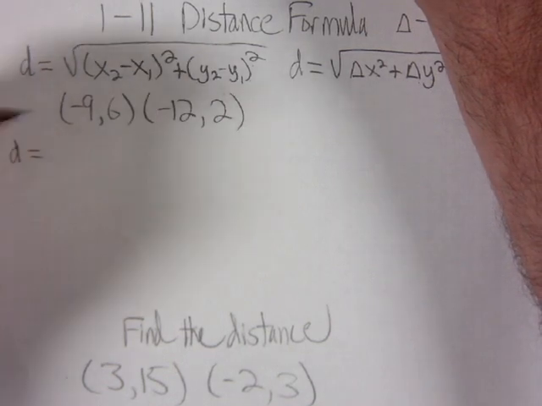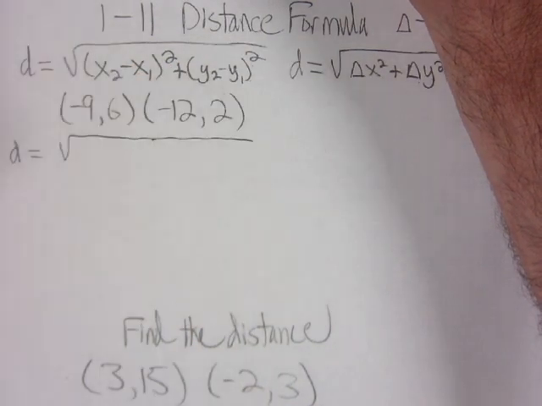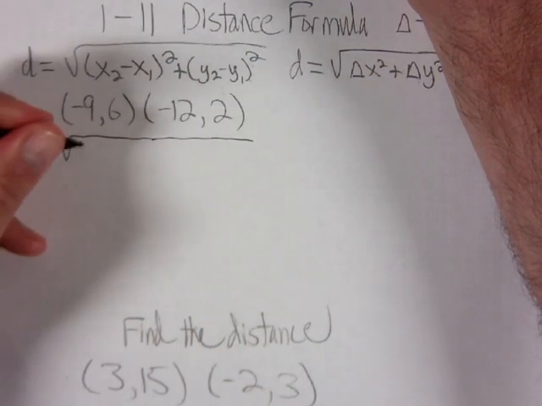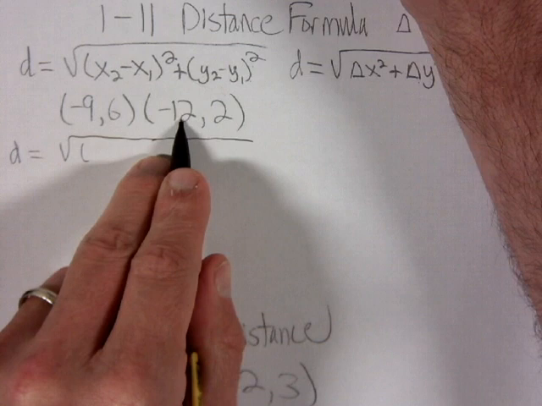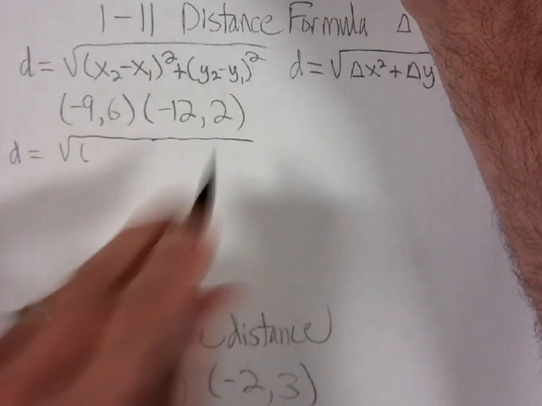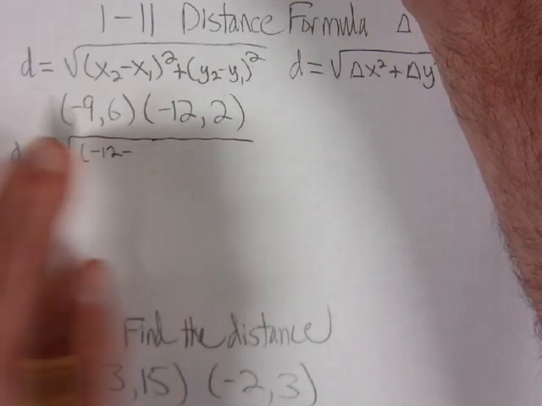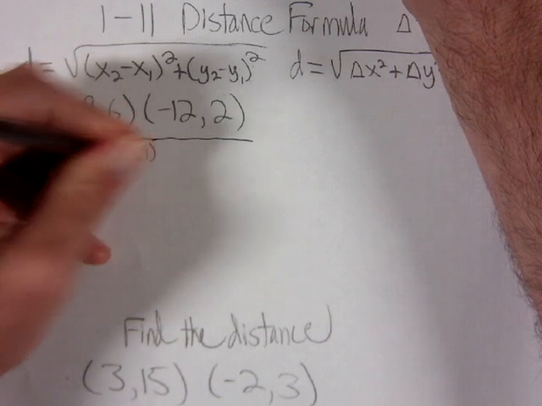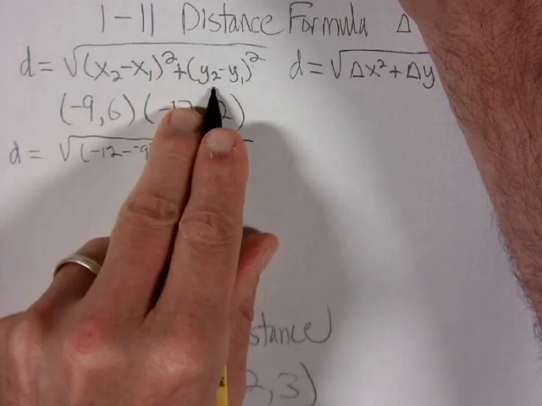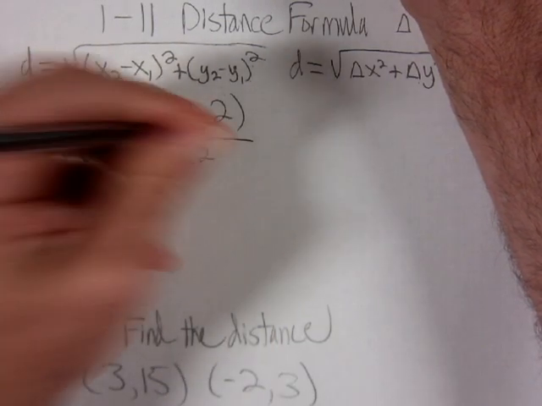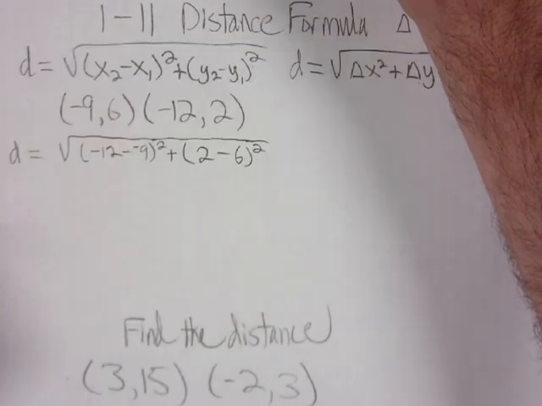It'd be d equals, okay, so then we need a long square root sign here. And so x sub 2, that means the x coordinate of the second point. Here's the second point. Here's the x coordinate of the second point. Remember, in a coordinate, x comes first, y comes second. So that'd be negative 12 minus x sub 1, which is negative 9. So I've got negative 12 minus negative 9 squared plus, open, y sub 2, the y coordinate of the second point, 2, minus y sub 1, the y coordinate of the first point, 6, close, squared. So when we plug it in, that's what it looks like.